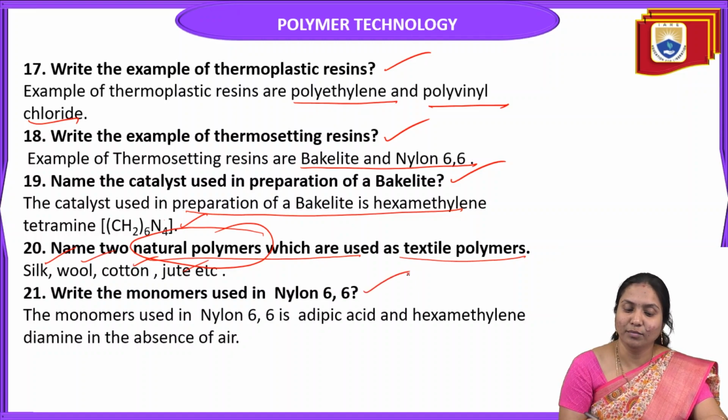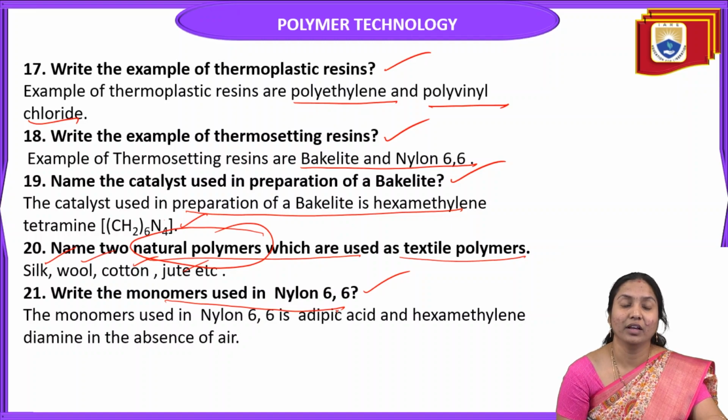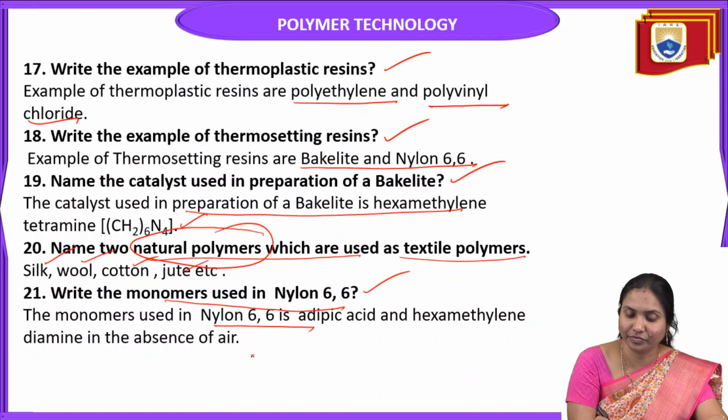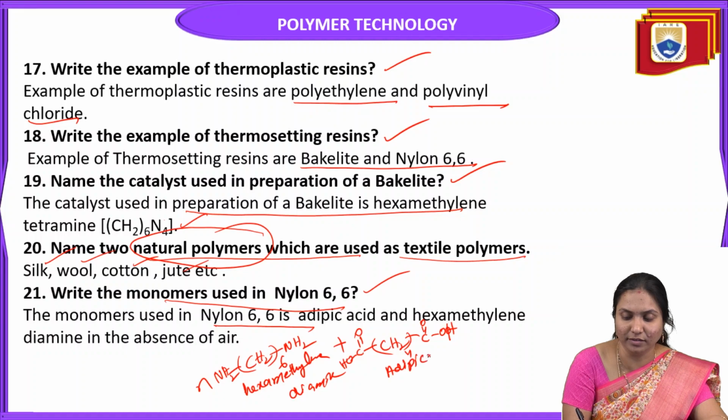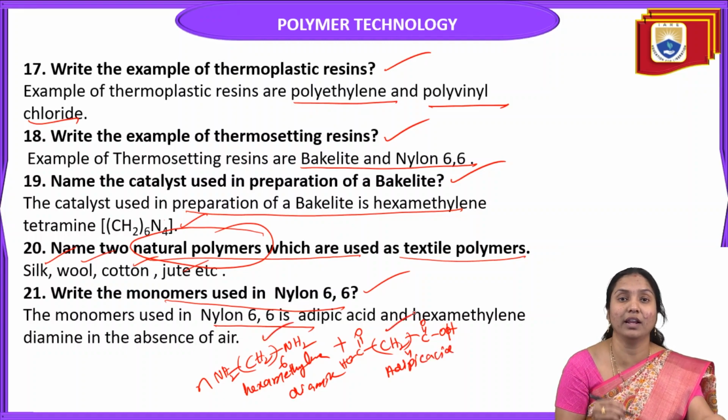And next question is, write the monomers used in nylon 66. So the monomers used in nylon 66 are hexamethylene diamine and adipic acid. Hexamethylene diamine has 6 methylene groups and 2 NH2 groups. Adipic acid has (CH2)4 and the acid functional groups COOH, that is, C double bond OH. So these 2 monomers are used in the preparation of nylon 66.